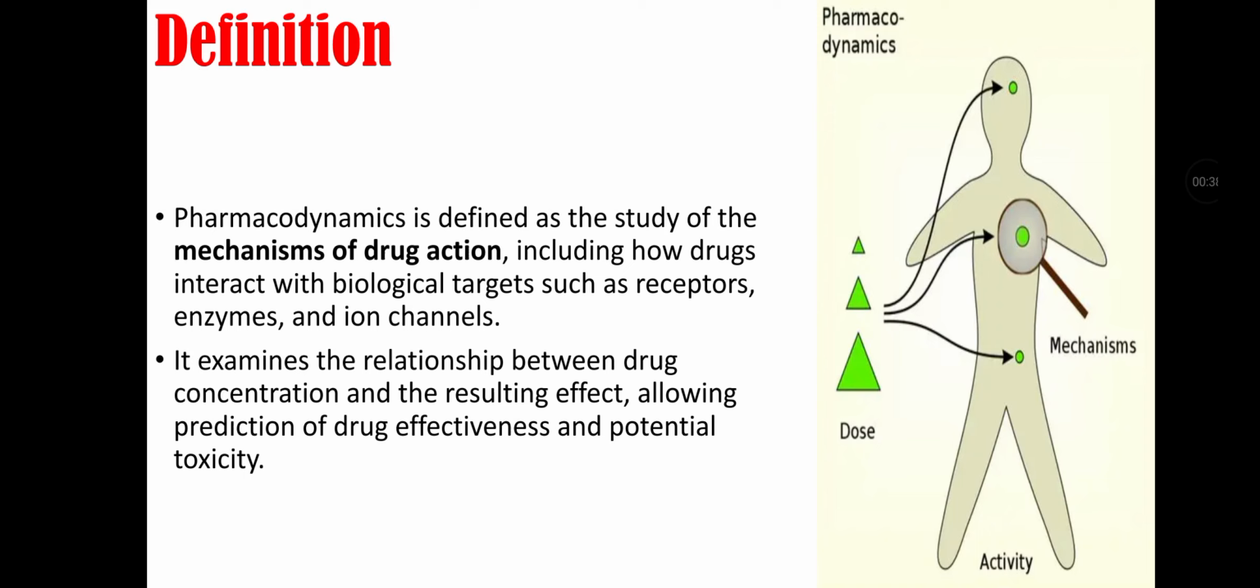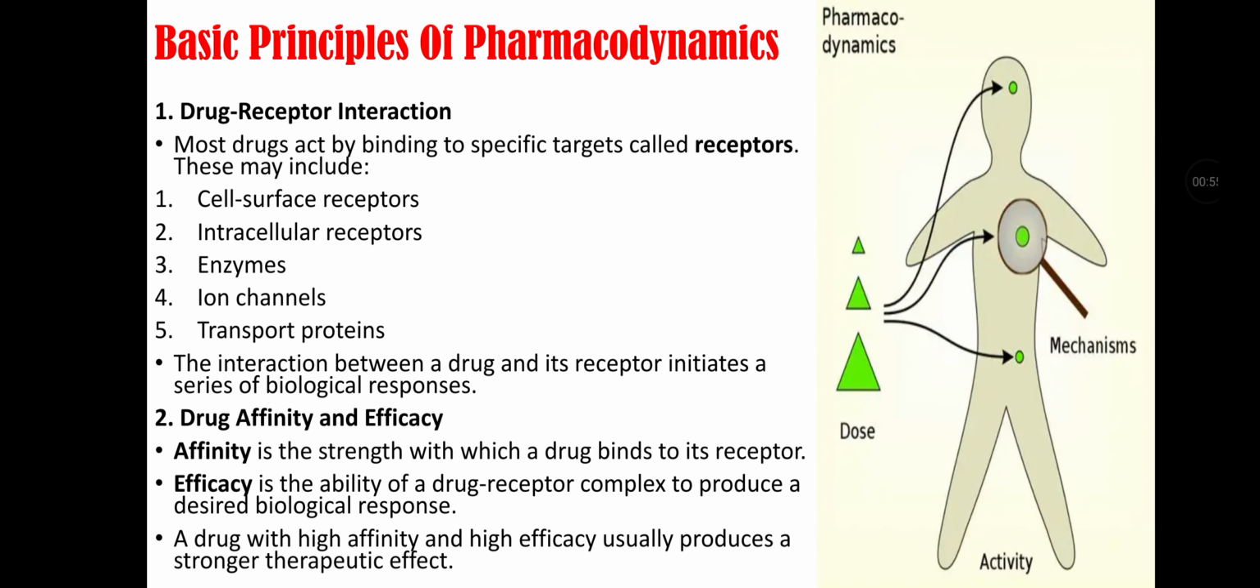Definition: Pharmacodynamics is defined as the study of the mechanism of drug action, including how drugs interact with biological targets such as receptors, enzymes, and ion channels. It examines the relationship between drug concentration and the resulting effect, allowing prediction of drug effectiveness and potential toxicity.